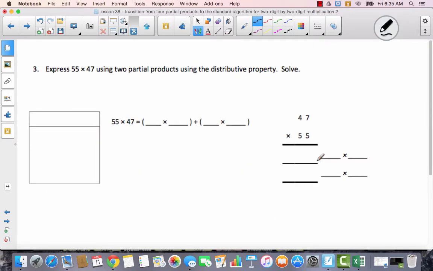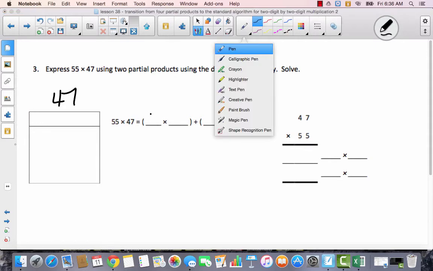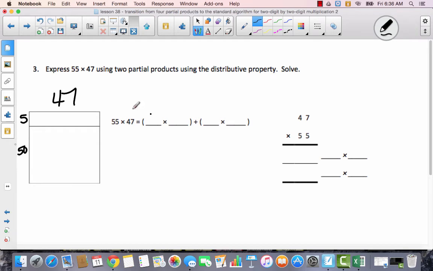All right, now we're going to do 55 times 47, and this time we get to label the area model for ourselves. I was saying 54, I meant 55. I do that every time. I really want the small number on top. It doesn't really matter in your area model, but it just makes more sense. So we are doing 5 times 47, and we are doing 50 times 47.